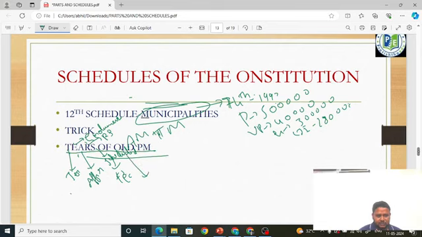This O stands for official languages. This L stands for, OL doesn't mean official language. O stands for official languages. L stands for land reforms. That is from 9th schedule. Okay, land reforms. And D stands for what? Defections. That is anti-defection law. That is 10th schedule. P stands for panchayats.